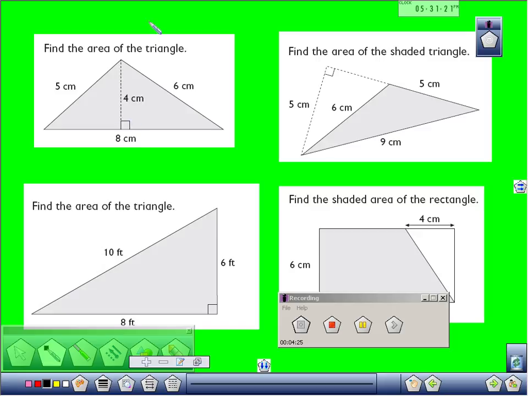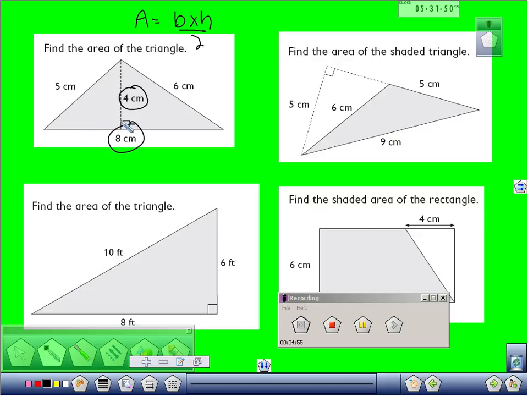So we know the formula of a triangle. Area equals base times height divided by 2. Okay, so we want to find the area of this triangle. We can see the base is 8. We can see the height going right up through the center is 4. Look at what they did. They put the 6 here and the 5 here just to confuse people, but it's not going to confuse me.